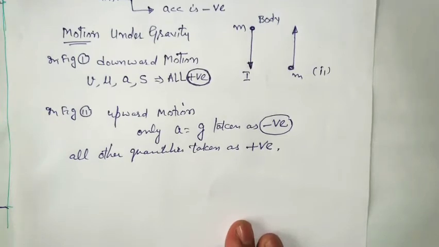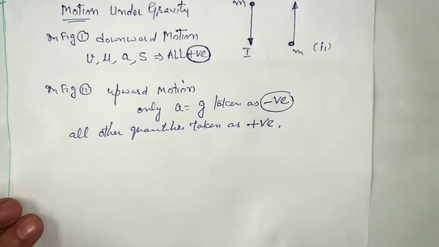So when you discuss the motion under gravity, for upward motion S, U, V are positive, but A, which is equal to g, is negative. For downward motion S, U, A, V all are positive. Clear?